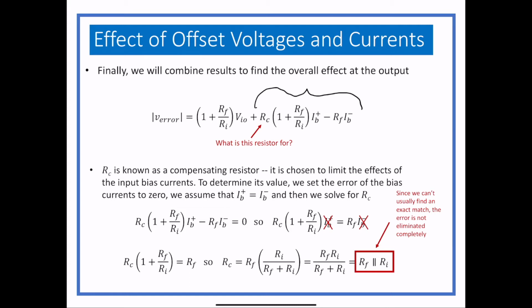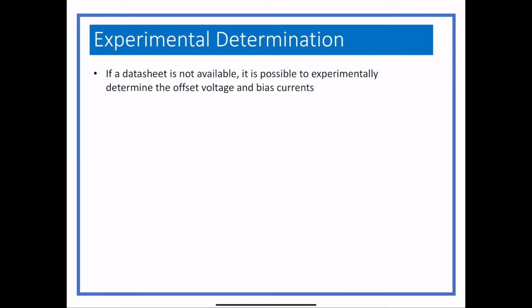So what do you do if you have no data sheet? What if you have an op-amp and you need to use it and you don't know what the data is? Of course, nowadays you can generally go online and find one. 20 years ago you couldn't do that. You actually had to go and ask for one or go find one. So maybe you don't know what kind of op-amp it is and you can't figure out what the values are. If that's not available, you can experimentally, relatively easily determine what these values are. It's not actually that difficult.